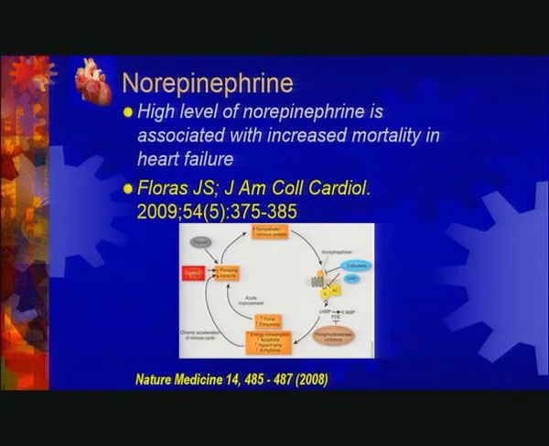Norepinephrine, everybody knows, is secreted by the sympathetic system because of the low perfusion in heart failure. It is secreted by the ganglion cells, and it leads to an increase in heart rate, vasoconstriction, and so on. But the most important thing is that it can also damage cardiac myocytes and stimulate fibrosis, and that's why it is a very important factor. They found that increased norepinephrine in patients with heart failure is associated with poor outcome.